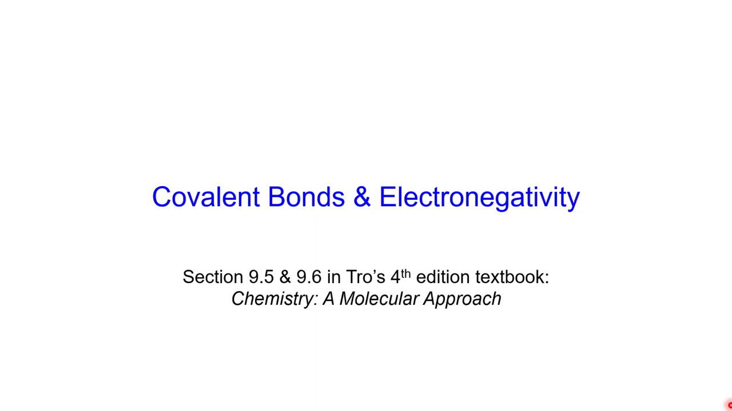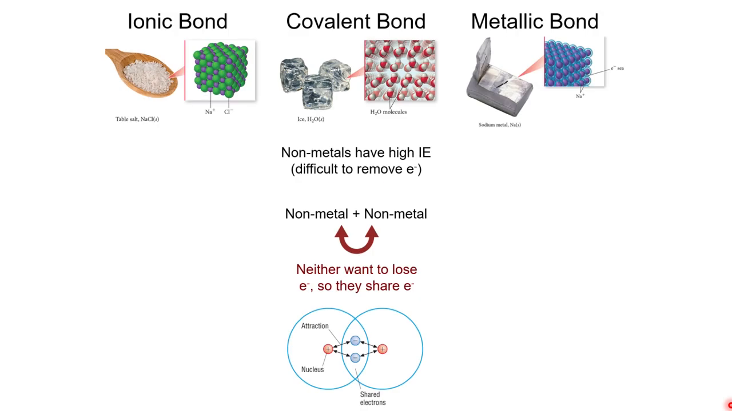We're going to continue our discussion of bonding by discussing covalent bonds and electronegativity. As a review, a covalent bond is something that forms between two nonmetals. For example, two atoms of oxygen, two atoms of hydrogen and one of oxygen. And nonmetals, remember, have a high ionization energy, which means it's really difficult to remove electrons. Since neither one readily loses electrons, they share them.